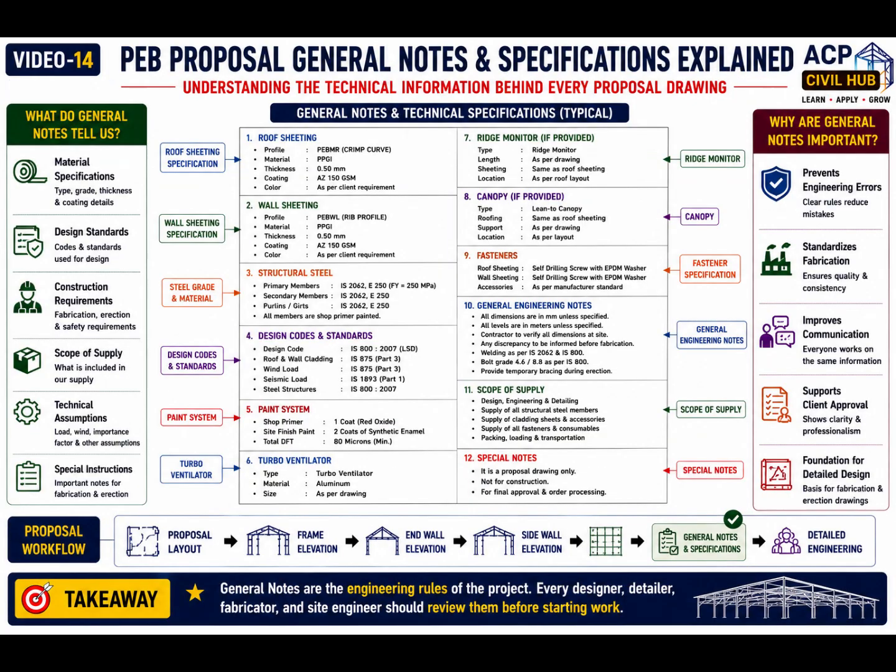A proposal drawing is not complete without general notes and technical specifications. This sheet contains important engineering information such as material specifications, steel grades, design codes, paint systems, roof and wall sheet details, scope of supply, and special project notes. Every engineer, detailer, fabricator, and site engineer should carefully review these notes before starting detailed engineering or fabrication work.